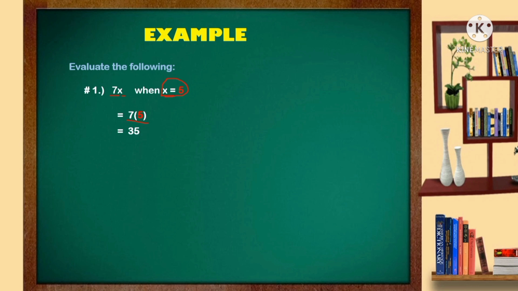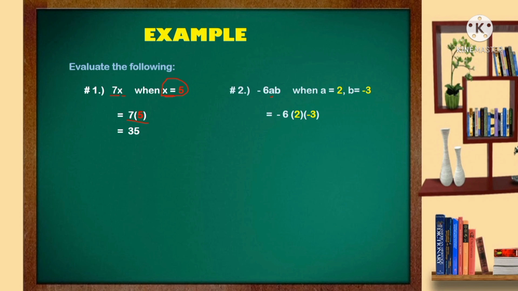So let's have another example. 6ab, when a is equal to 2, b is equal to negative 3. So what we are going to do, copy negative 6, then replace or substitute the value of our variables. The value of our a is 2 and the value of our b is negative 3.